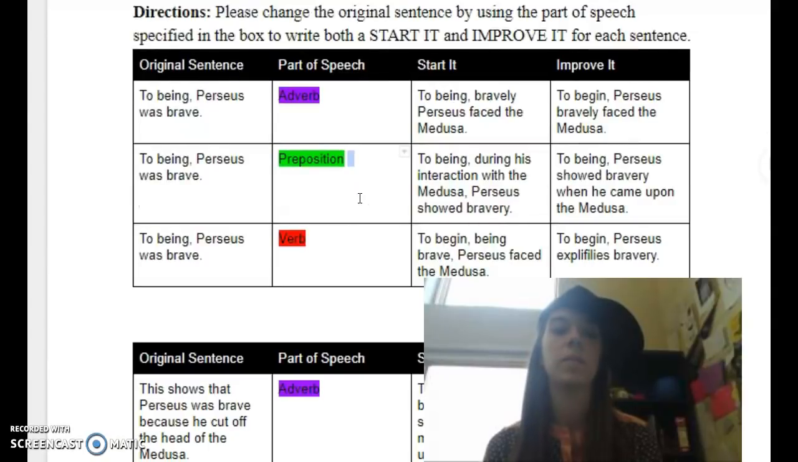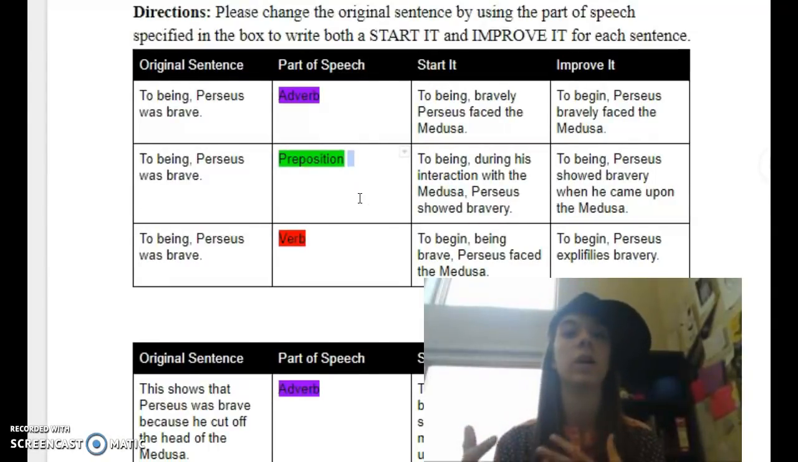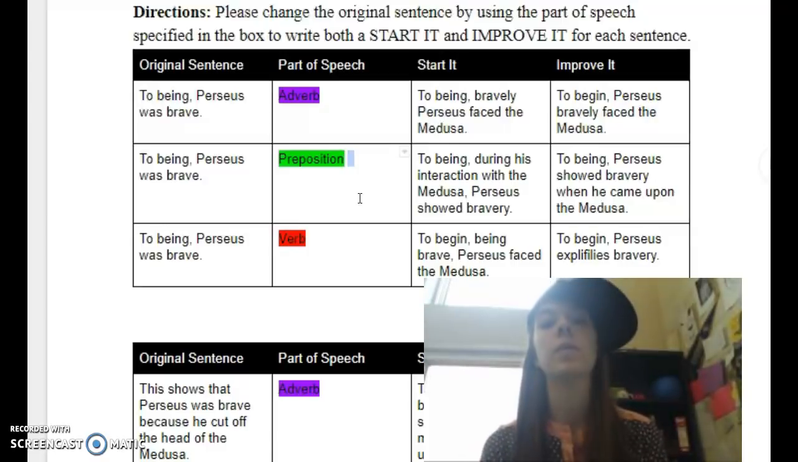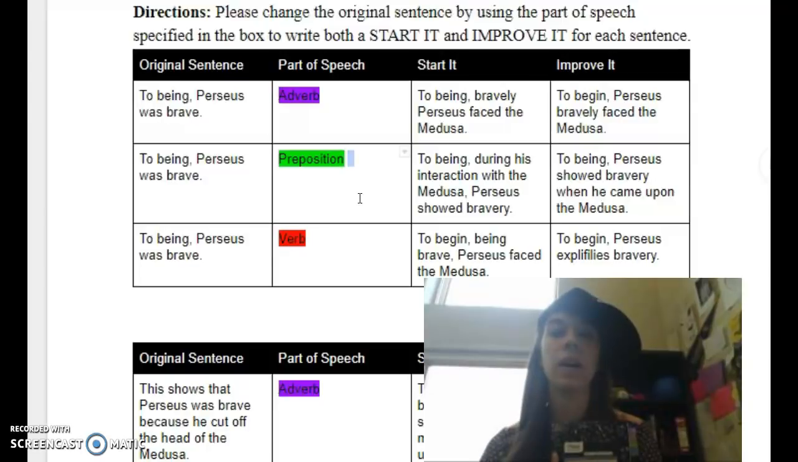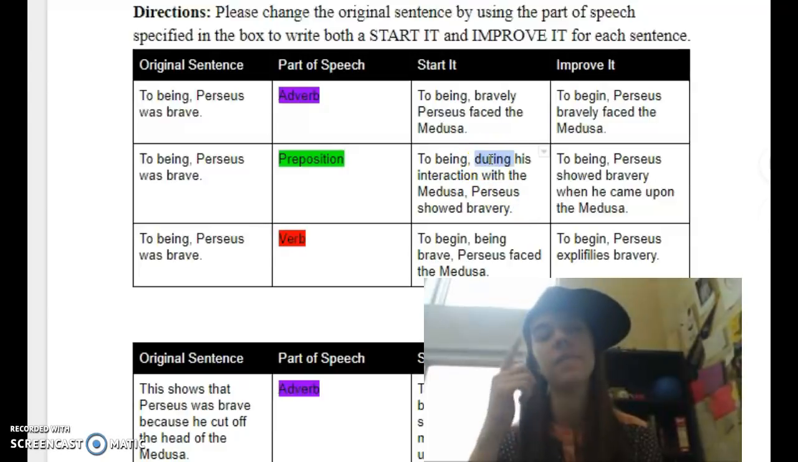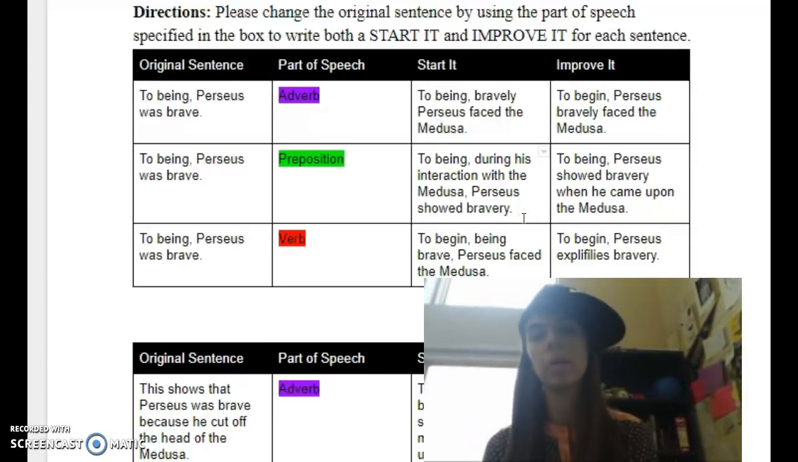Sweet. Next one. To begin, Perseus was brave. We were looking at prepositions. Remember, prepositions are relationship words. Where are my things happening, okay? So I'm going to add those. One thing that I did is I pulled out my handy dandy notebook and used my notebook because this one's harder for me, okay? So I went through my notebook and on my list I saw the word during and I thought to myself, I can use that as a starter. So I said, to begin, during his interaction with the Medusa, Perseus showed bravery.